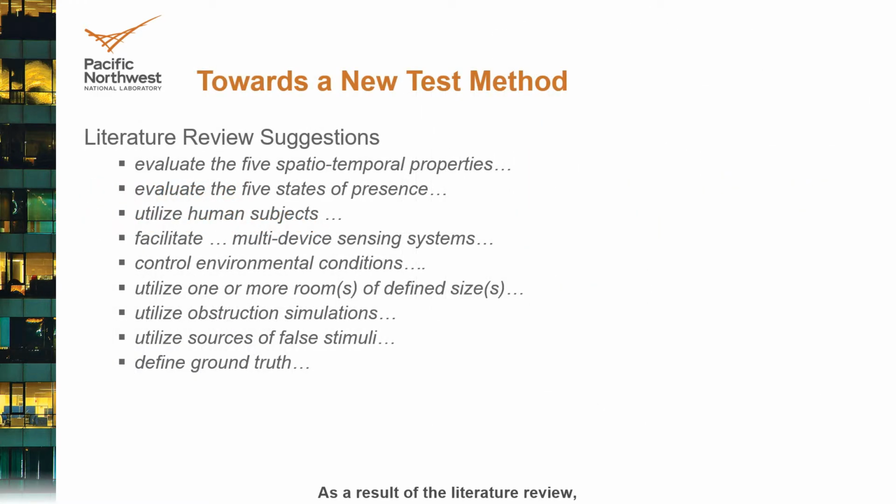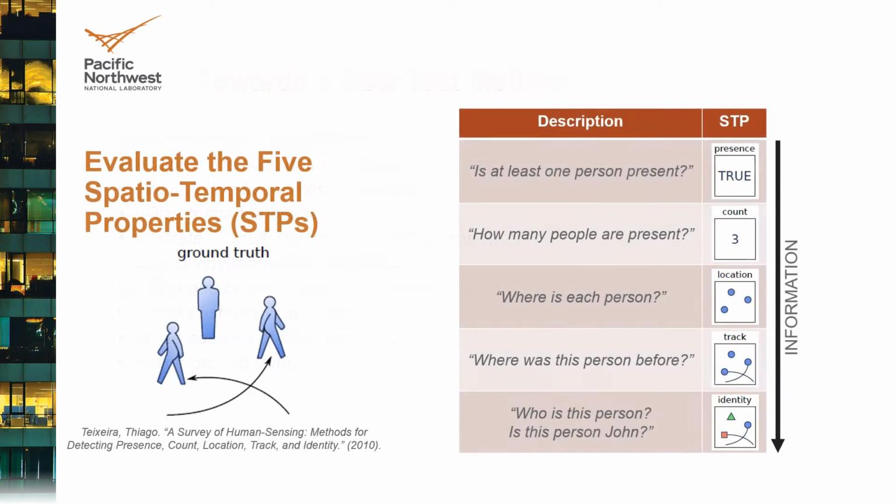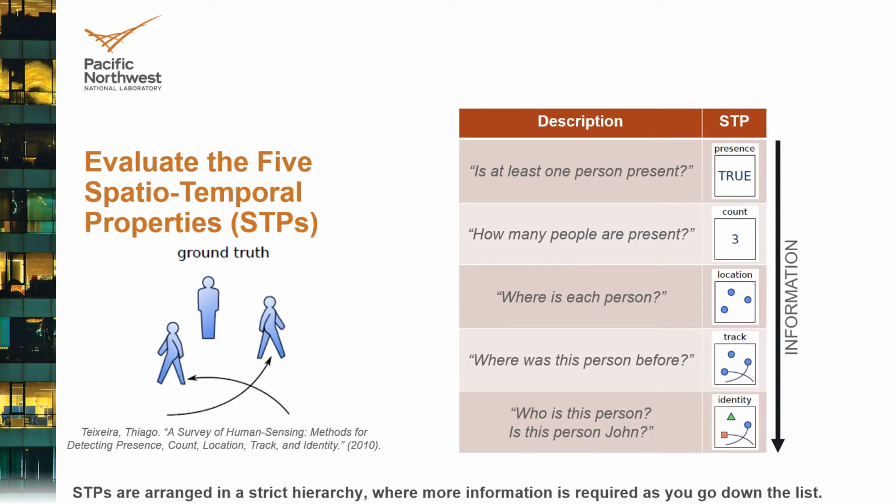As a result of the literature review, we established the following series of suggestions to improve occupancy sensor characterization in a technology-agnostic manner, which we will illustrate in the following slides. The first suggestion is to evaluate spatiotemporal properties, or STPs, if functionality is claimed by a manufacturer of an occupancy sensor. STPs include presence, is at least one person present; count, how many people are present; location, where is each person; track, where was this person before; and identity, who is this person, and is this person John?